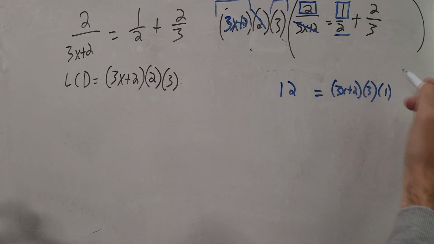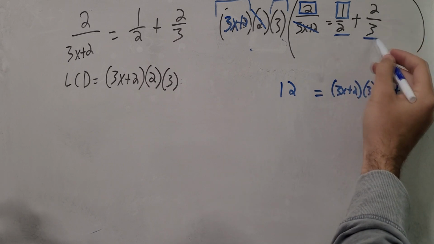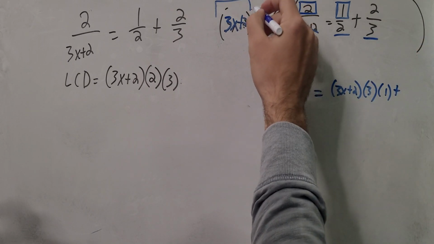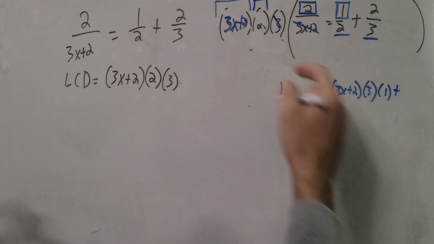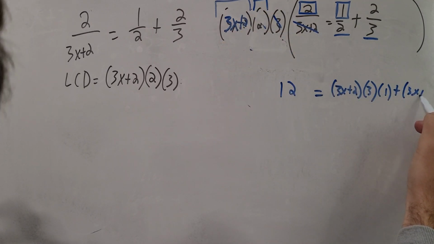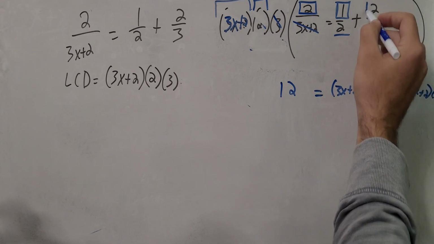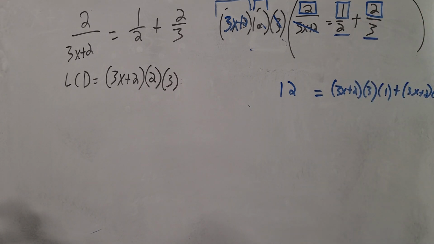All right. And now for the last fraction, we have plus. The 3 is going to cancel. And in this case, we're left with the 3x plus 2 and the 2. So we get 3x plus 2 times 2 times another 2 because the 2 is up top in the numerator.